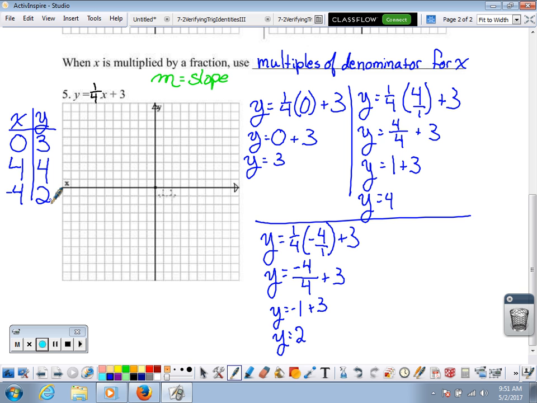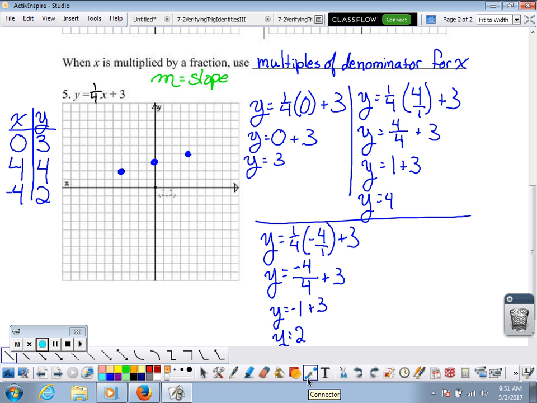So now we'll take those points and we'll put them on the graph. So 0, 3, 4, 4, and -4, 2. Okay, we take a step back and look. Those points make a nice straight line. So we'll draw the straightest line we can through those points. And there we go.